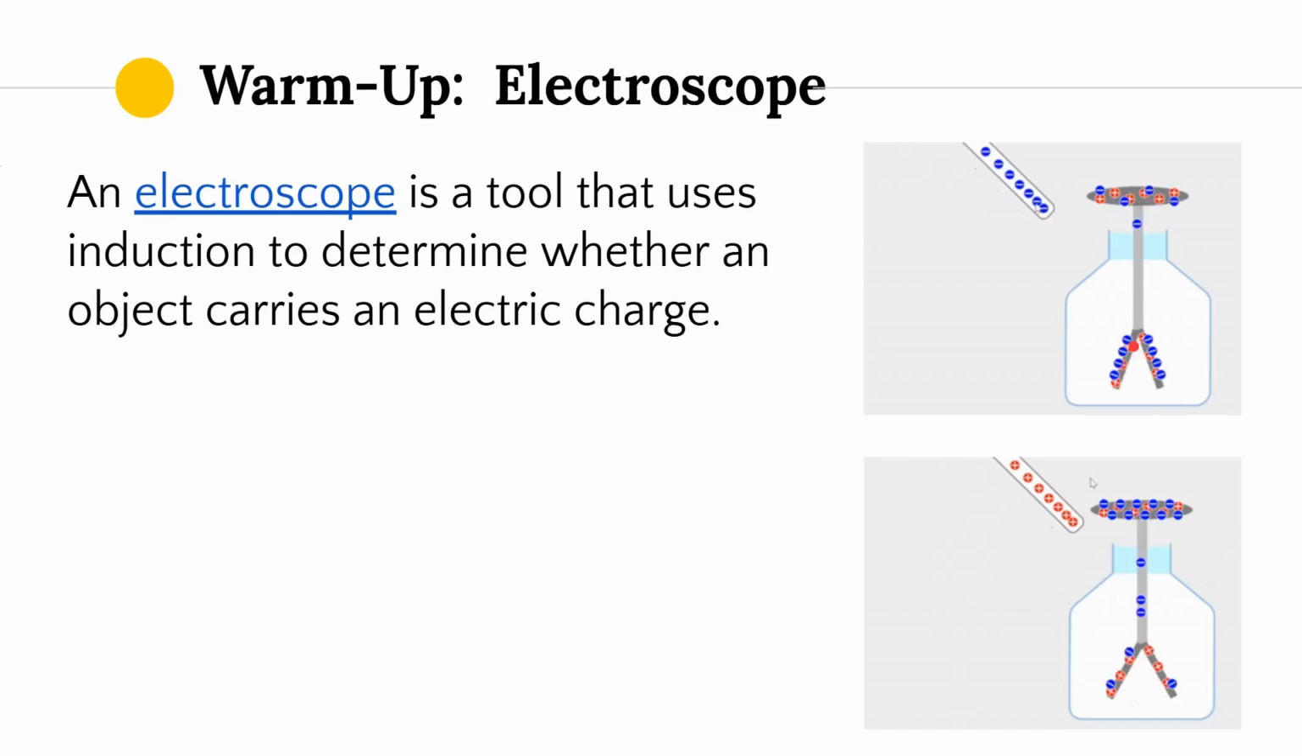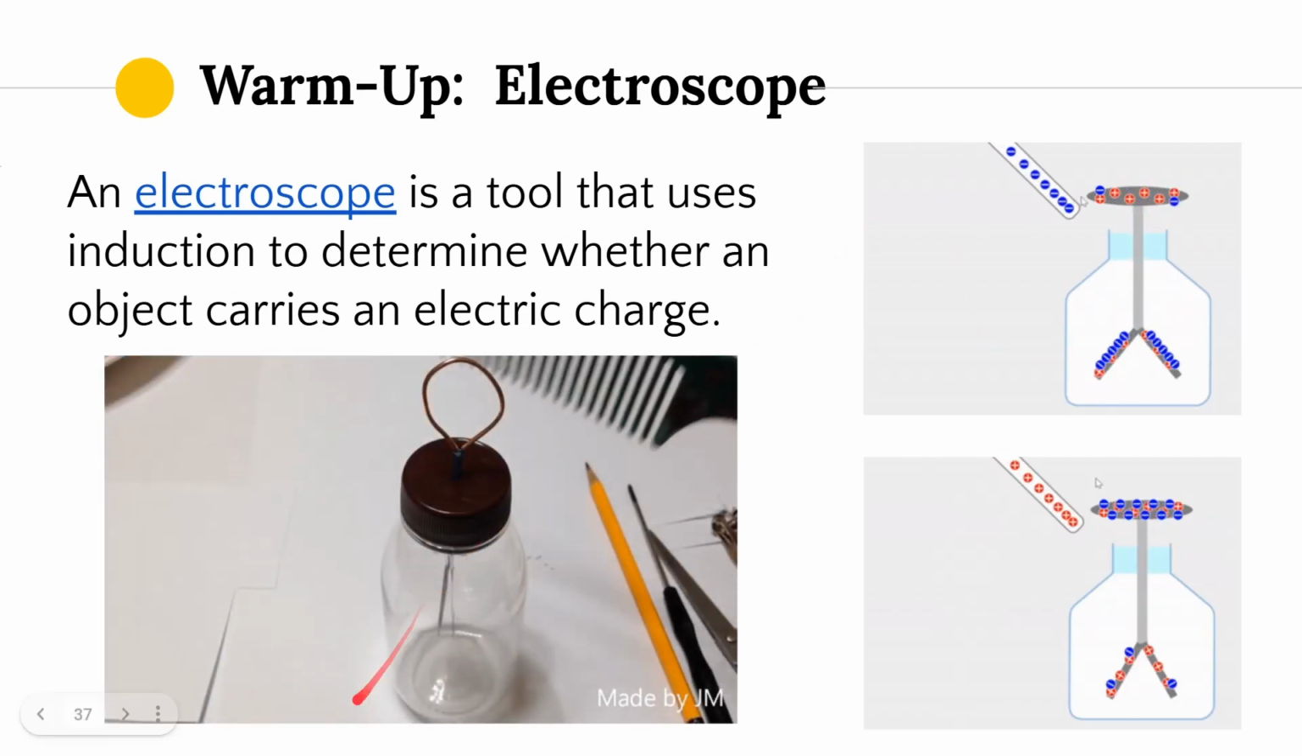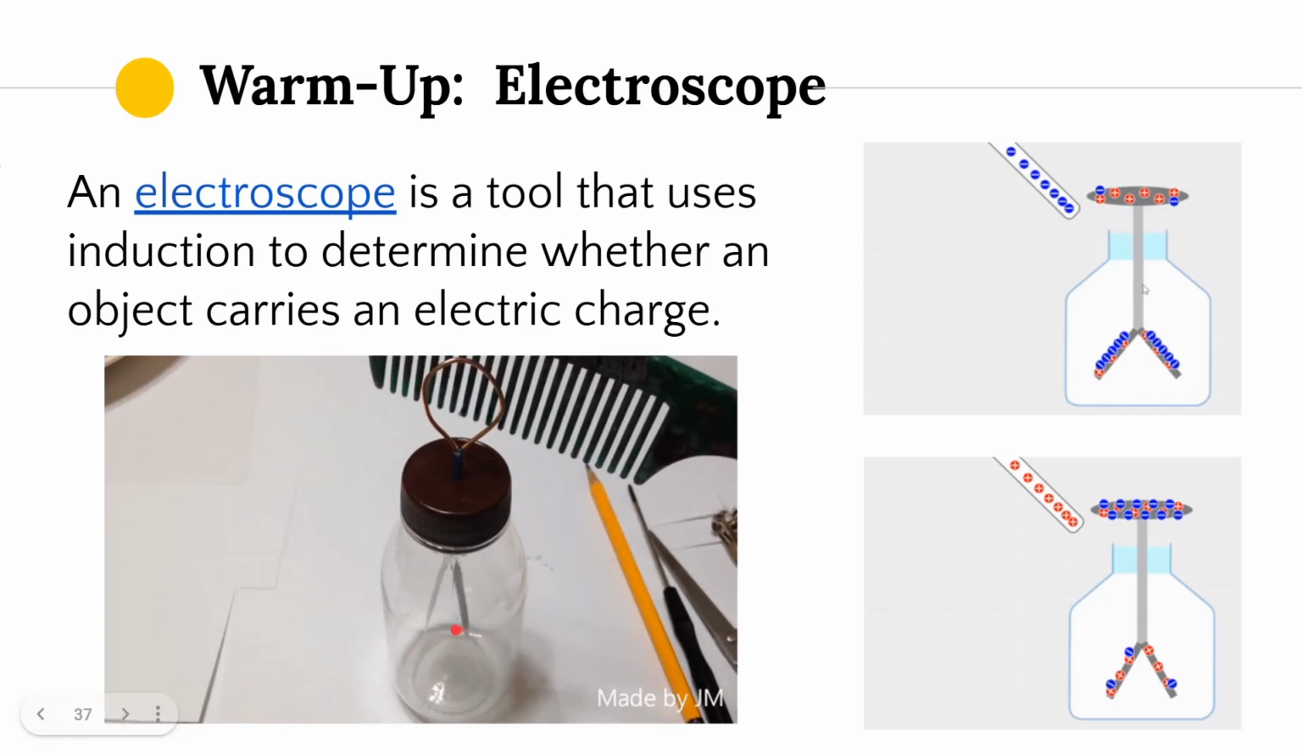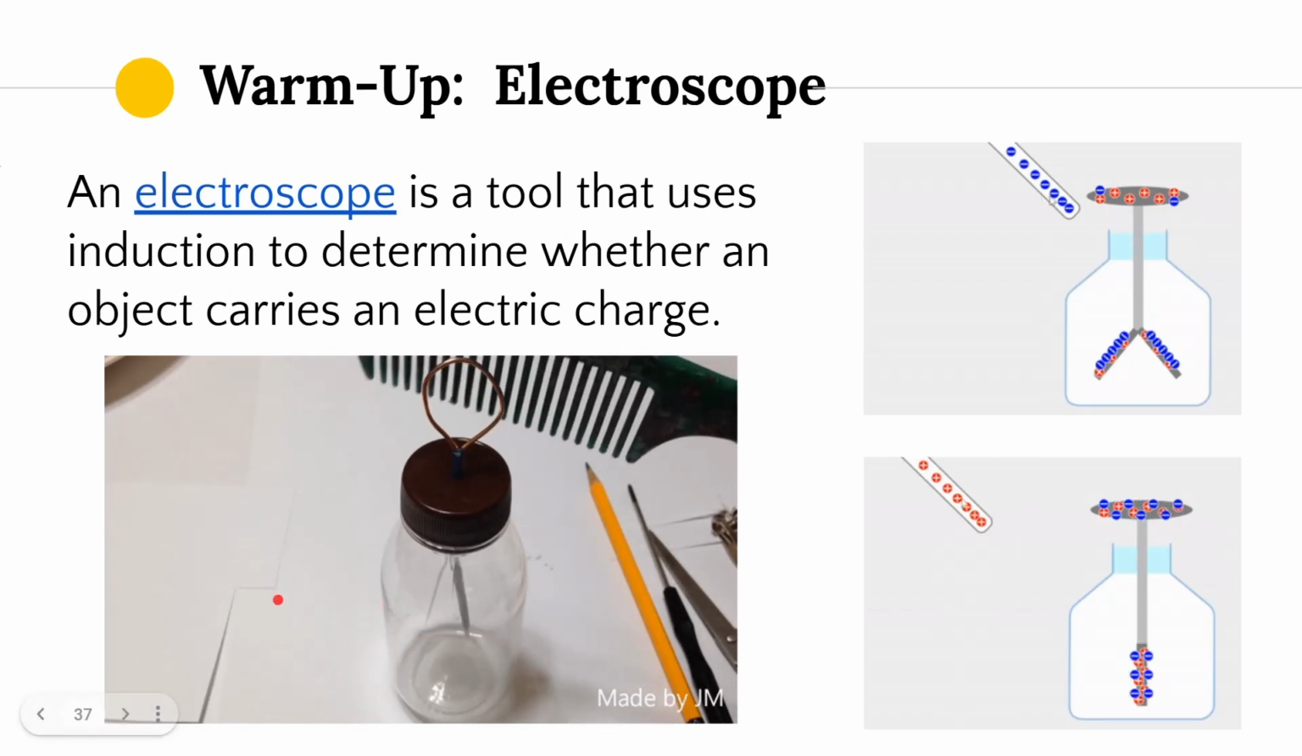Obviously, in real life, you can't see electrons. So whether the object is positive or negative, the electroscope behaves the same way from your perspective. But it's actually different charges depending on what you bring nearby. Here's an actual electroscope. I don't know if you can see it very well. If you have it on your own screen, I know you can.